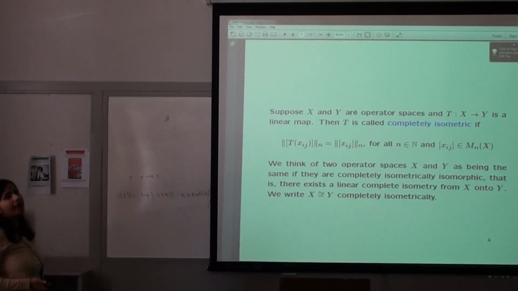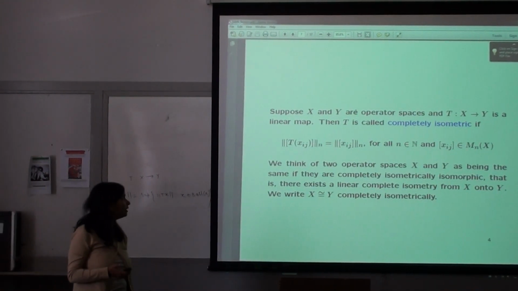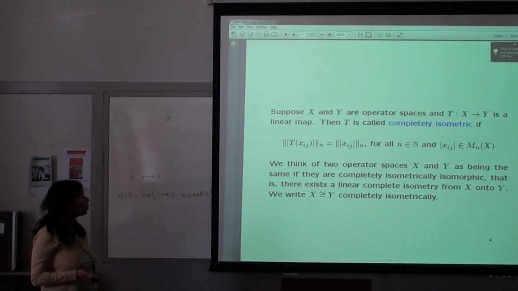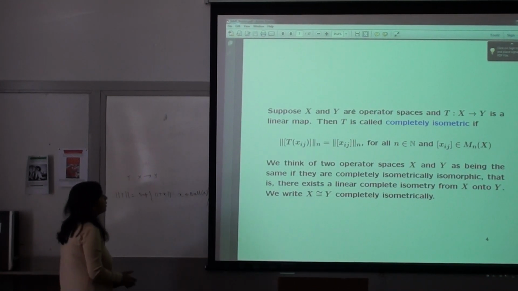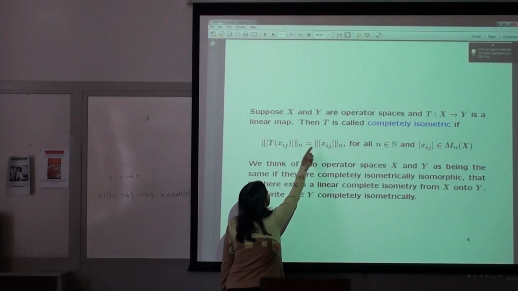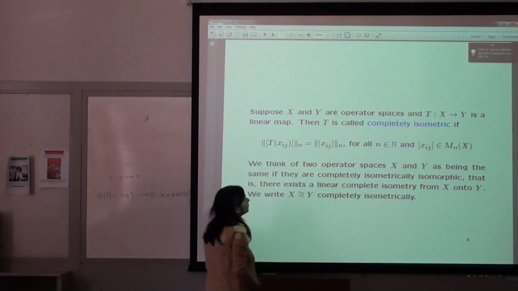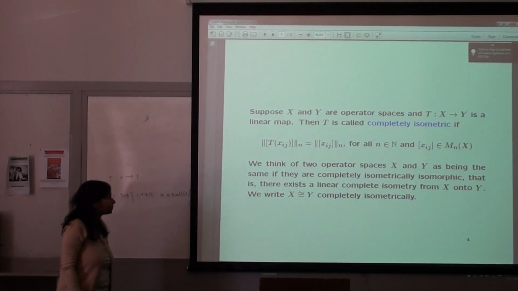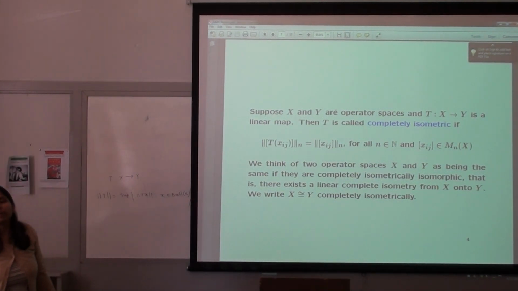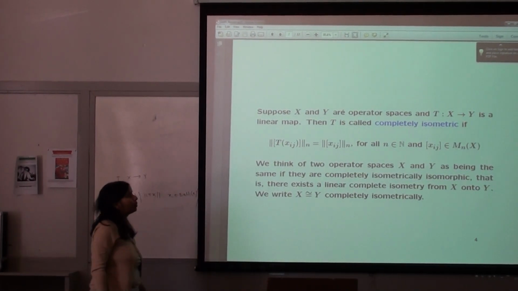And similarly, you can define complete isometry. If we have operator spaces and a linear map between them, then T is called a complete isometry if at every level n the norm is preserved. So you look at the matrix norm for 1 by 1, 2 by 2, 3 by 3. If it is preserved at every level, then it is called a complete isometry. We think of two operator spaces as the same if there is a completely isometric map between them, which is also 1 to 1 and onto.